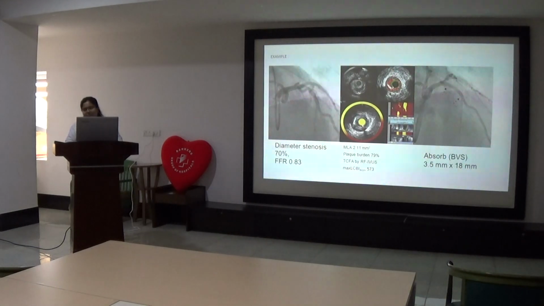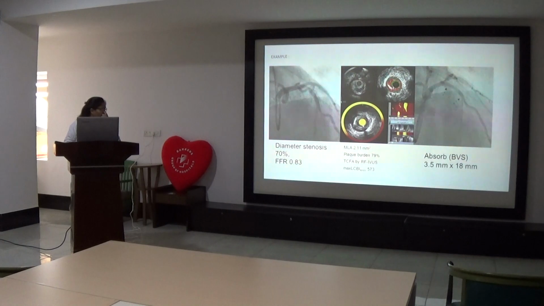This is just an example of a patient who was taken. The angiography showed diameter stenosis of 70%, FFR was negative, 0.83. Based on the imaging, these criteria were found: MLA 2.11, plaque burden was 79%. So in that patient, this absorb stenting was done. This was the initial example.